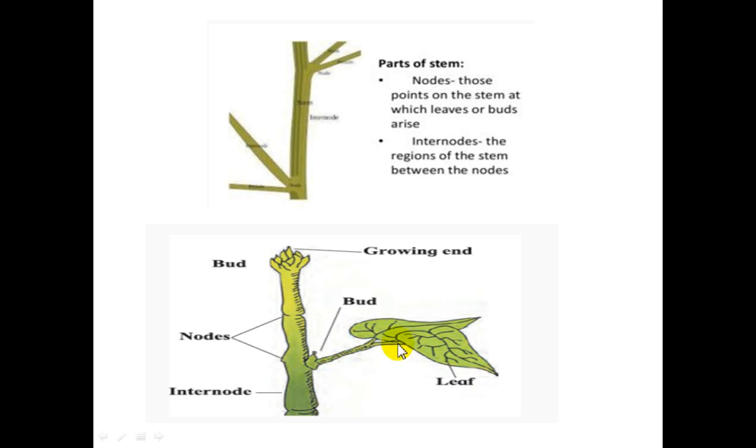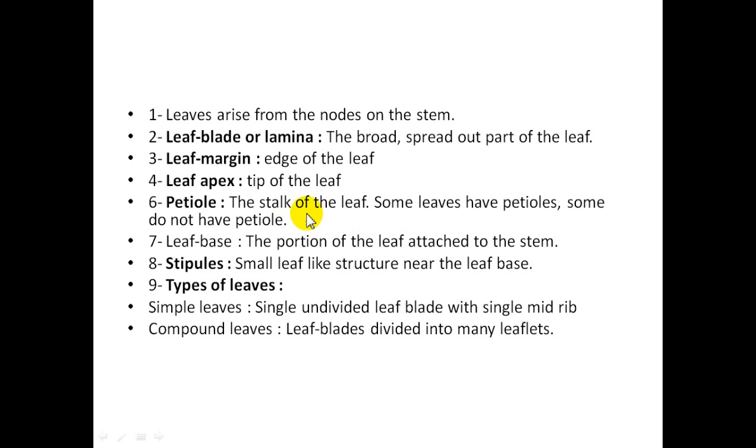कहीं से भी किसी भी node से leaf arises start होता है. Leaf blade or the lamina, the broad spread out part of the leaf, is called lamina. Leaf margin, I will show you later through the picture what these parts are. First of all, just give the reading to this. Leaf margin is the edge of the leaf.